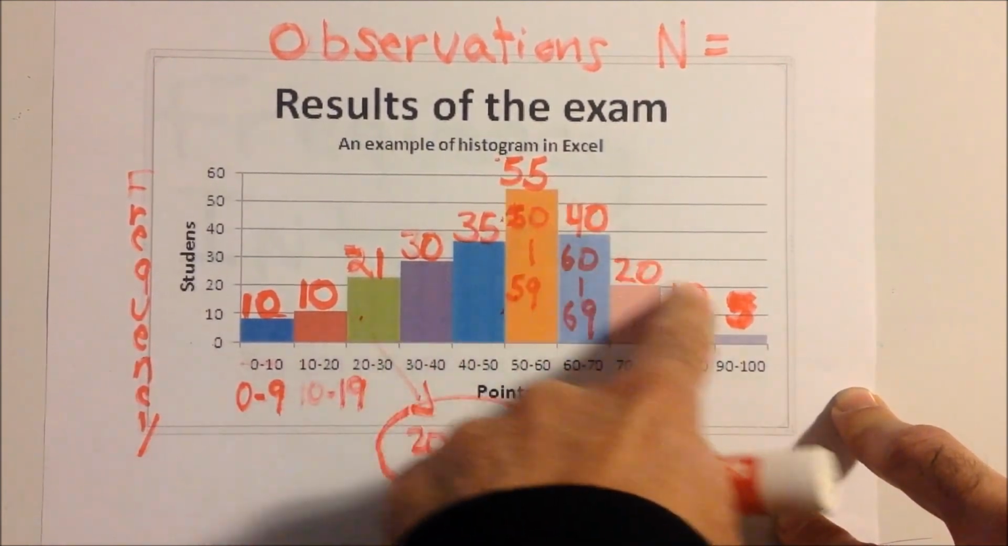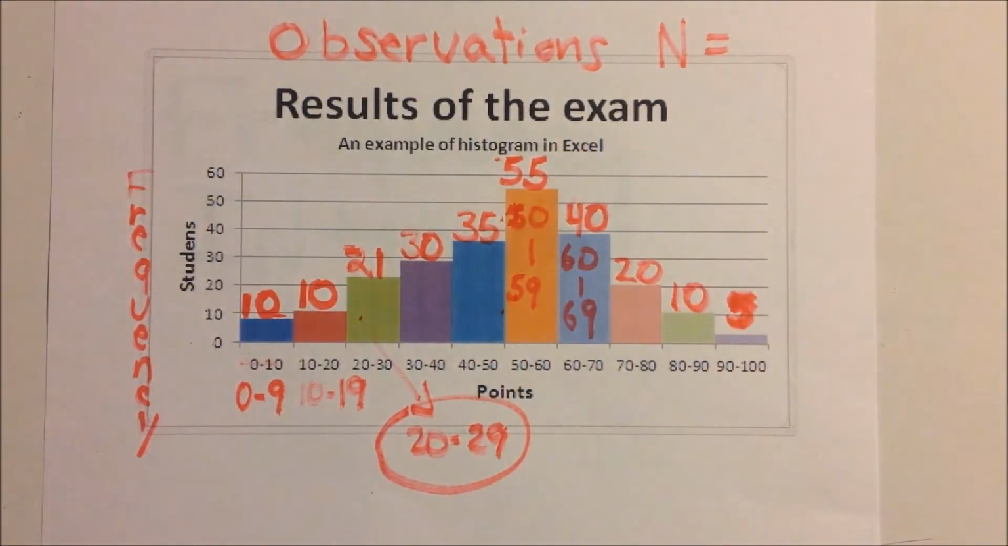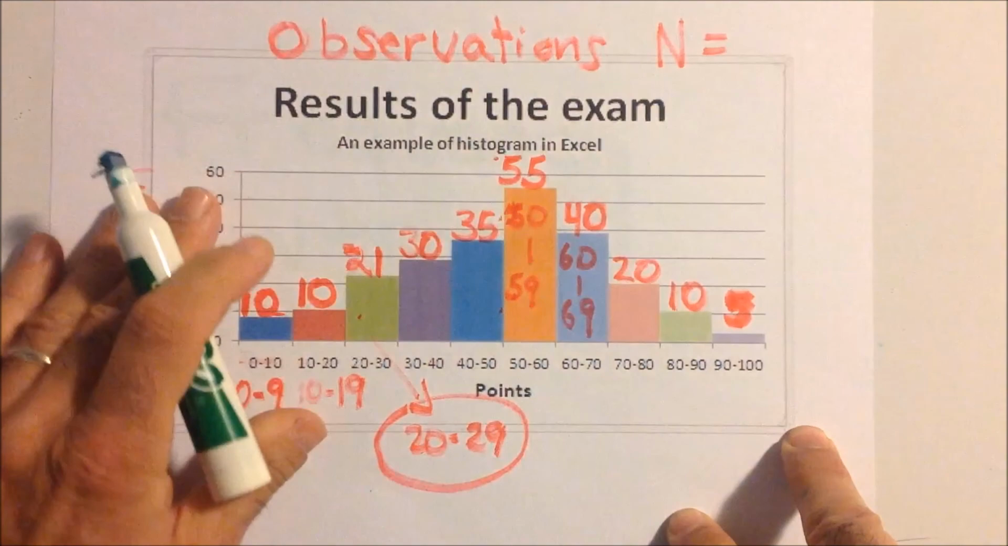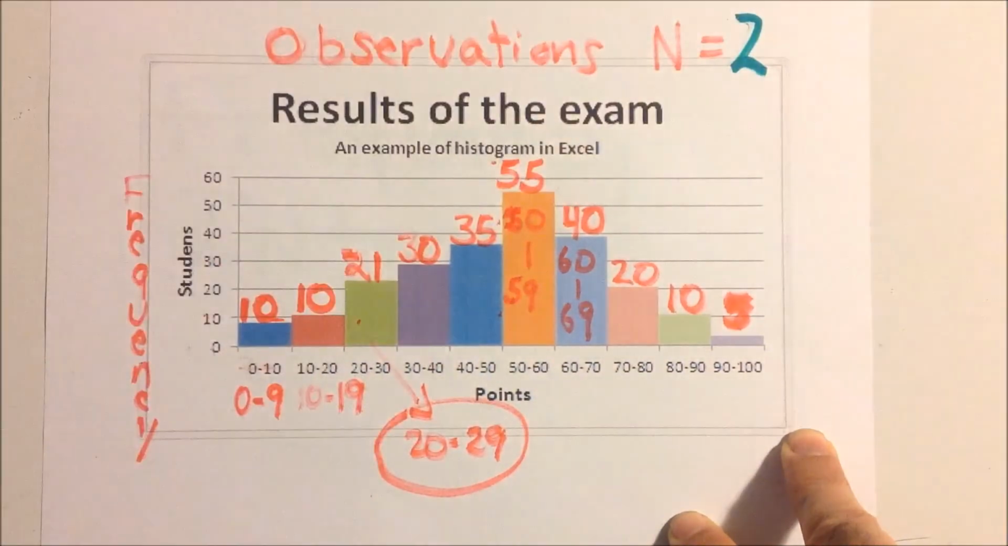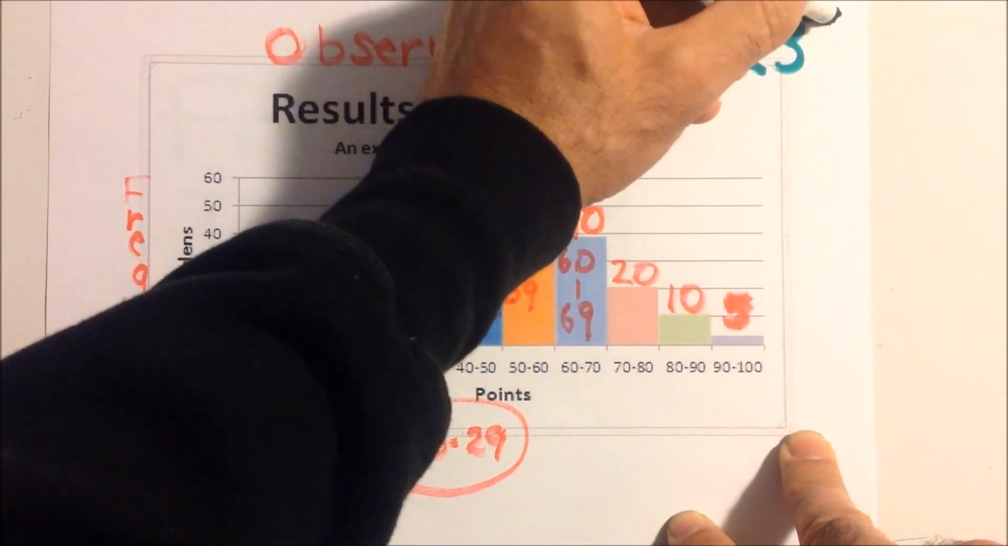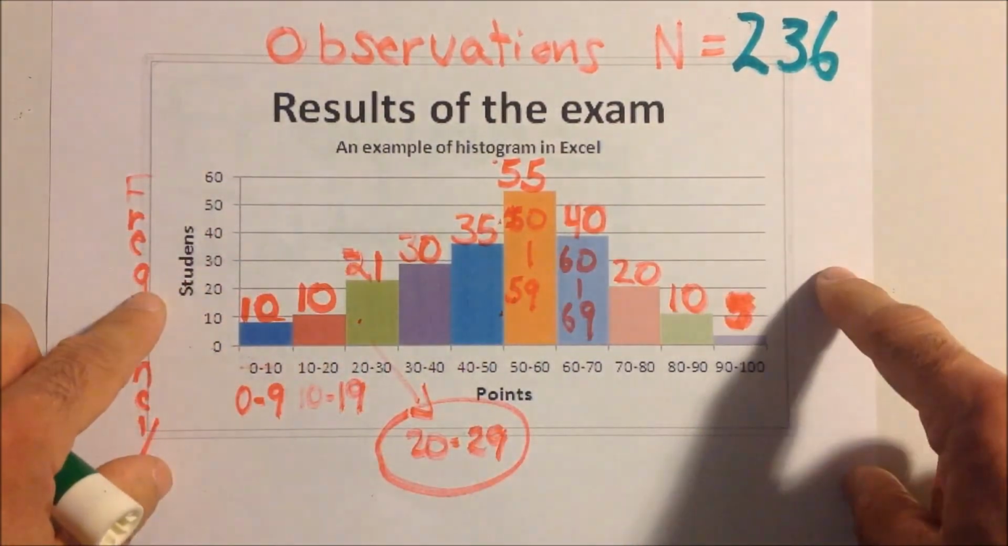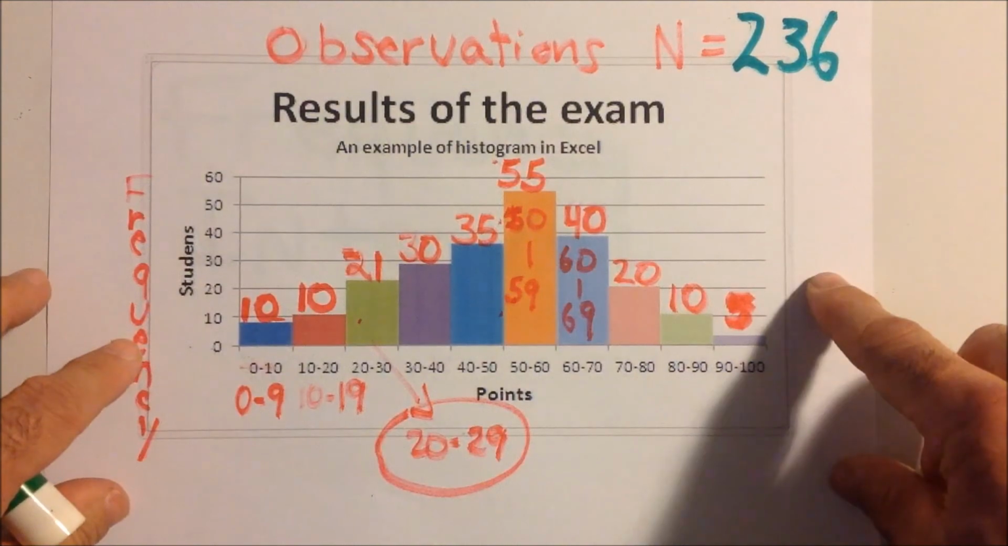So if we add all this together, we'll get the number of observations. So what are the number of observations? Okay, so we can look at the observations and we add up all the frequencies and we say that the number of observations is about 236. Right, or 230, depending on how exact the histogram is.